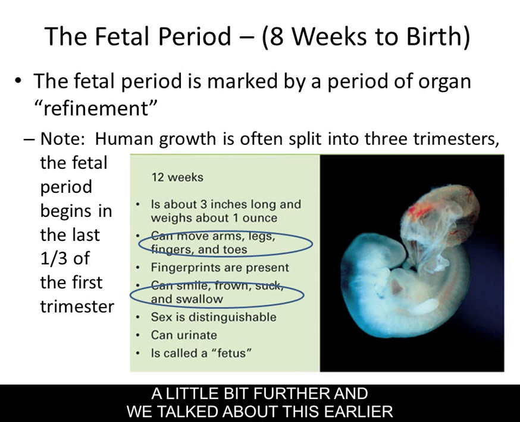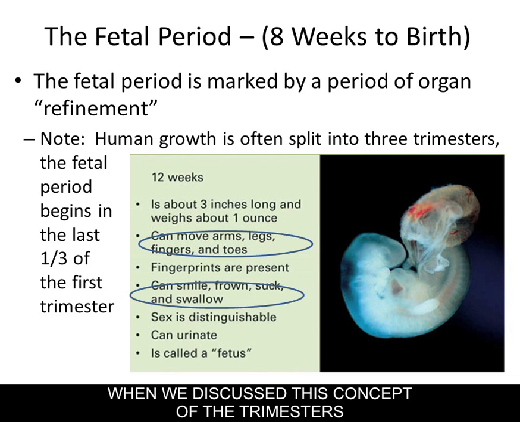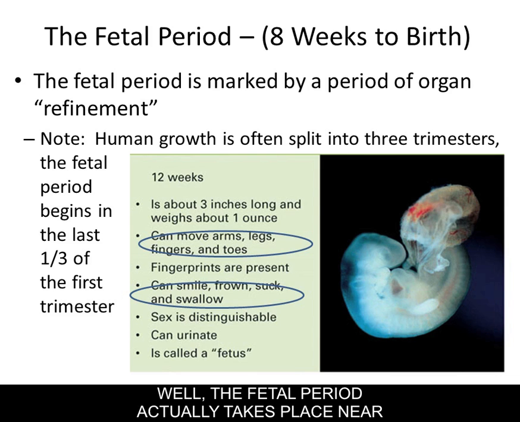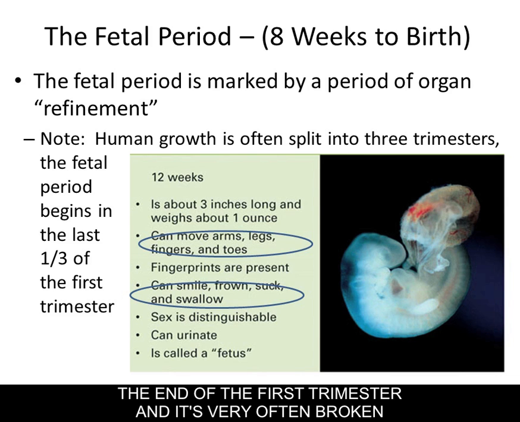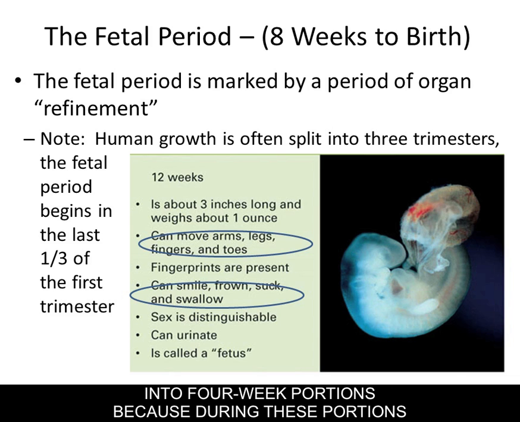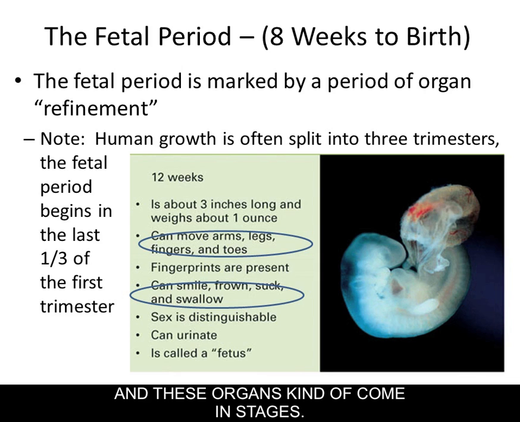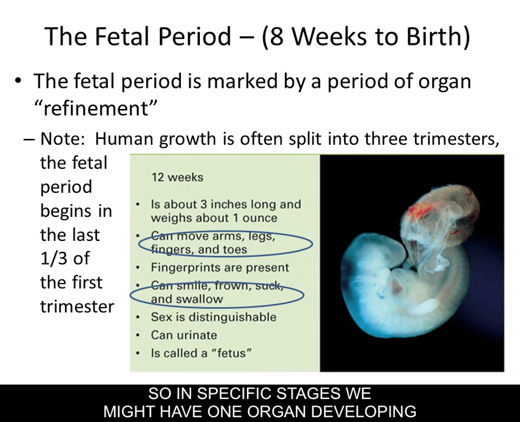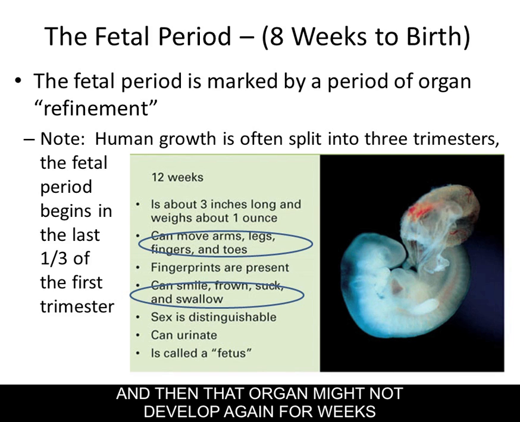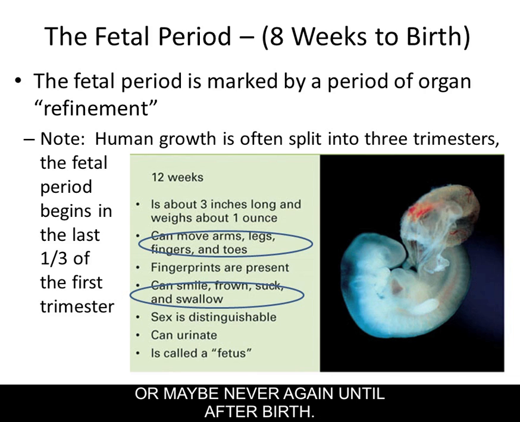We talked about this earlier when we discussed this concept of the trimesters of development. Well, the fetal period actually takes place near the end of the first trimester, and it's very often broken into 4-week portions, because during these portions, different types of organs start to perfect themselves. And these organs kind of come in stages. So in specific stages we might have one organ developing, and then that organ might not develop again for weeks, or maybe never again, until after birth.